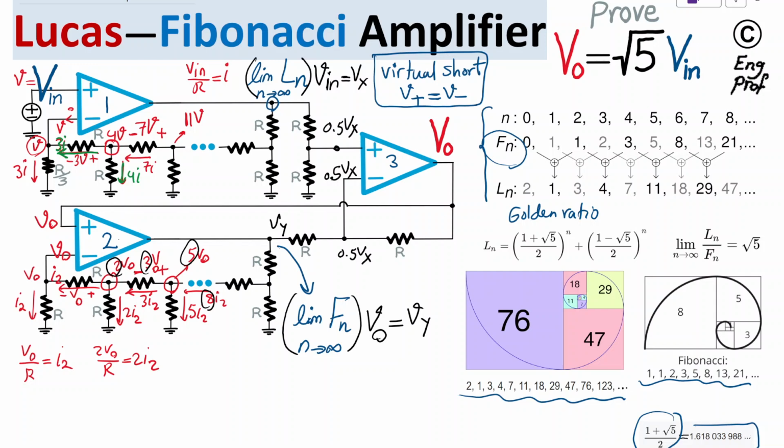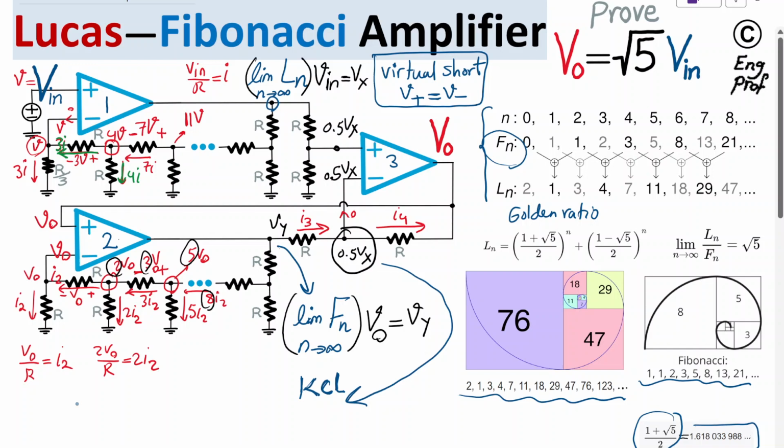Vy. Now I'm going to write a KCL at this node. So KCL or Kirchhoff current law, law of preservation of current, the sum of current going in should be equal to the sum of current going out. So there is this current that is flowing through this resistor, which is I3, should be equal to this current that is going out, because no current can go through the input terminal of ideal op-amp number 3. So I3 should be equal to I4.